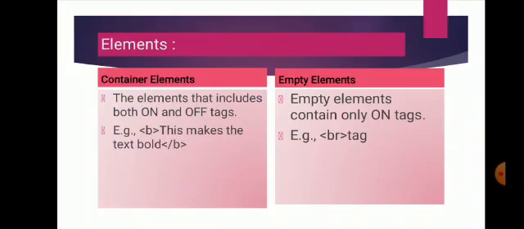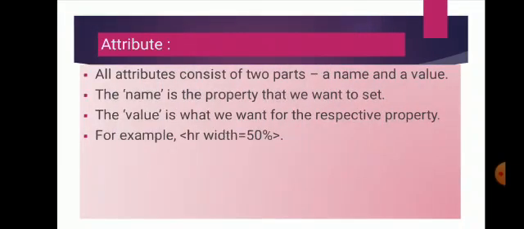Clear? Next is about attributes. Attributes are properties that provide additional information about the HTML and enhance its function. An attribute consists of two parts, name and value. Suppose, for example, I am writing HR width, meaning horizontal rule, width equal to 50%. I am defining the name, that is width, and its value, 50%. So it consists of two parts, the name and the value.